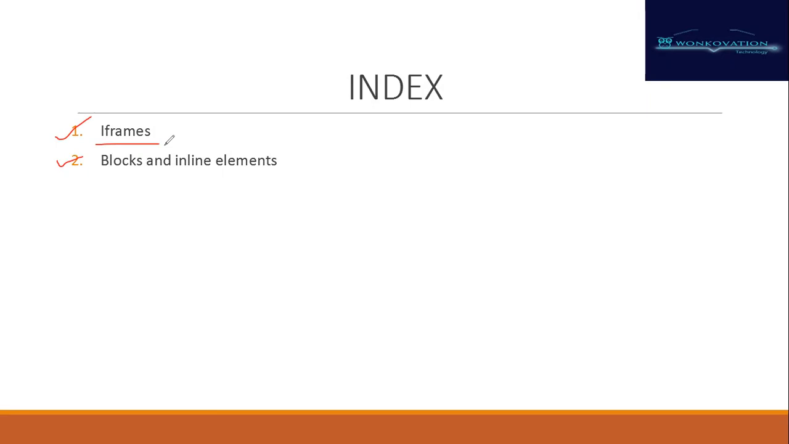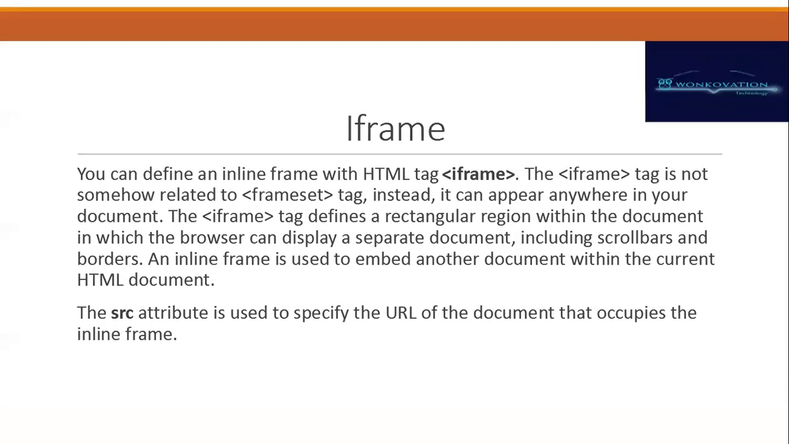There is one disadvantage of the frame: it covers the whole web page. If we are using the frame, the web page is covered by the whole frame, whether it is in columns or in rows. So the whole page is used by the frame only. So in iframe, what is the full form of iframe? We will learn what the iframe is and how we are going to implement it.